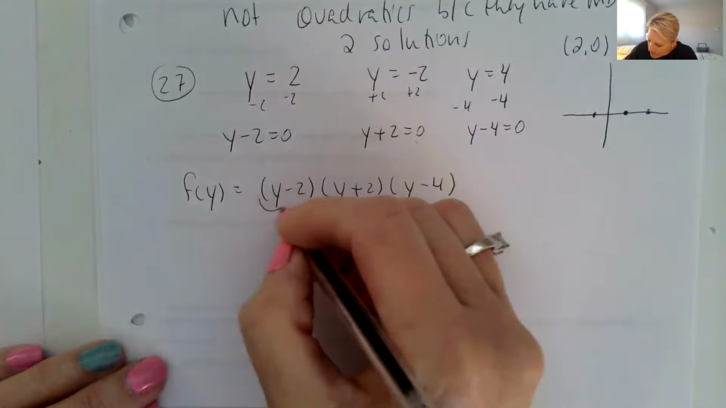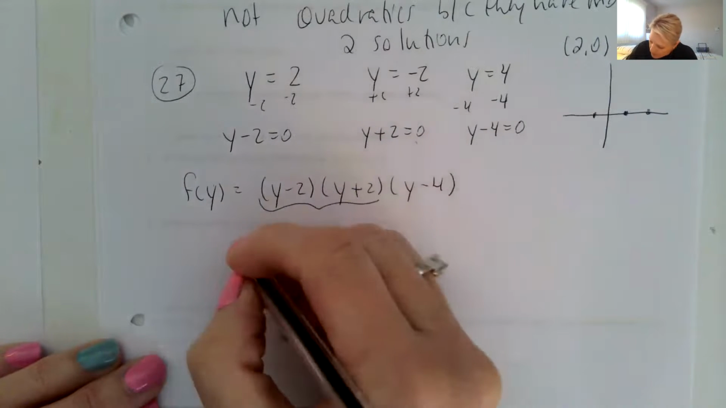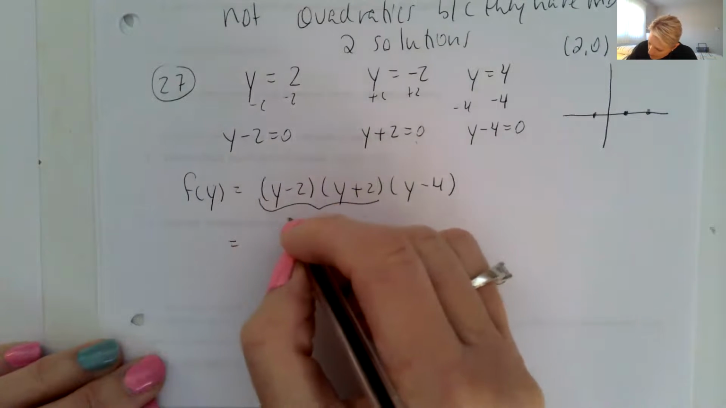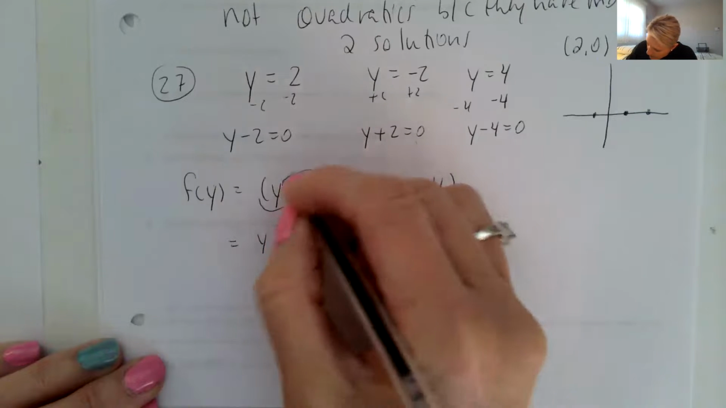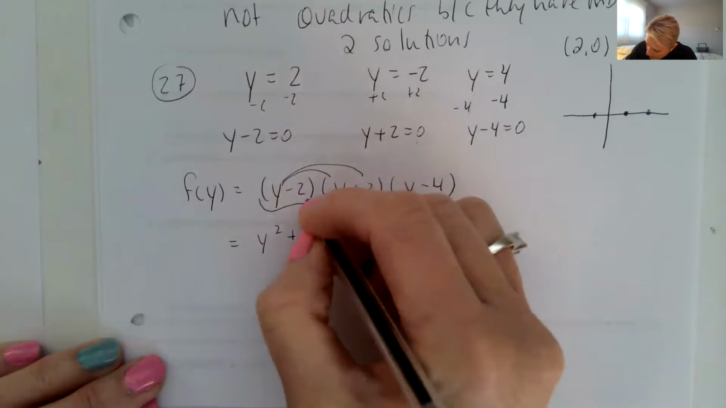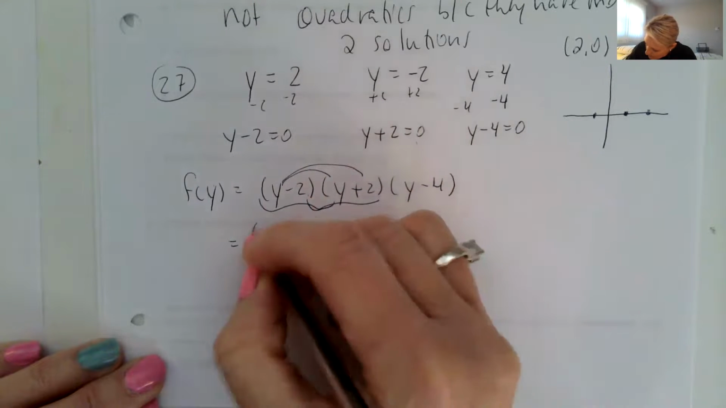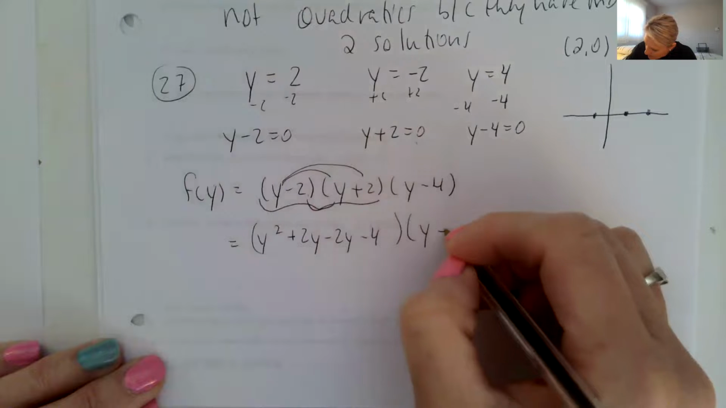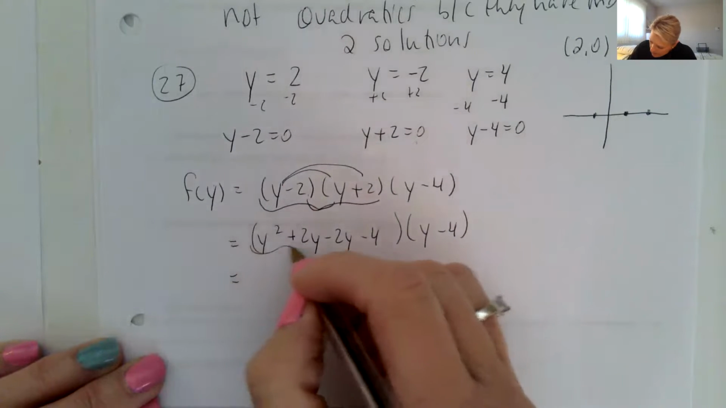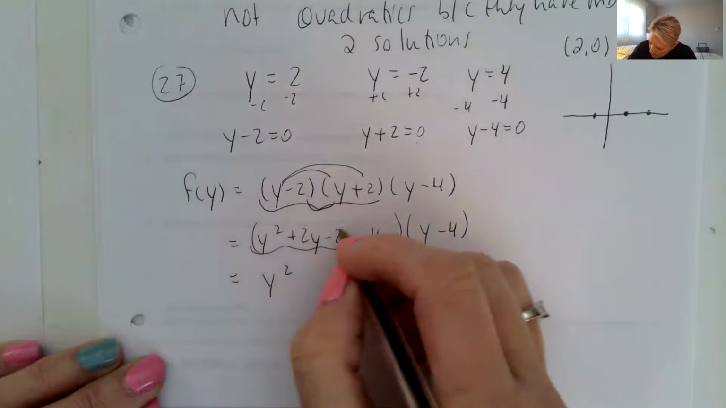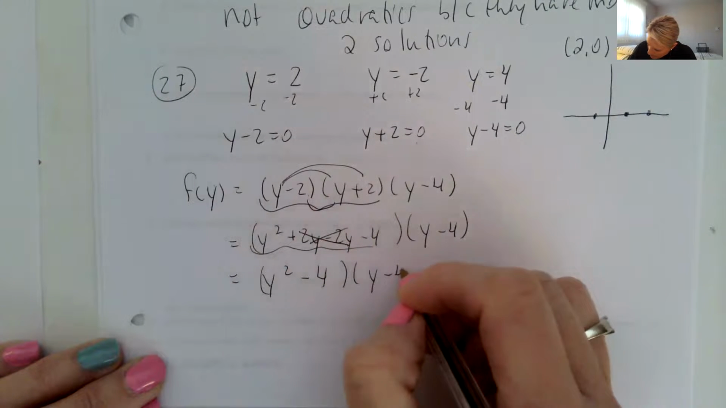I do 2 at a time. It doesn't matter which 2. So I'm going to do these 2 first. Oh, and they're conjugates, so that's cool. So they work out to be a difference of squares. So we multiply y squared plus 2y minus 2y minus 4. Don't forget times our y minus 4 over here. So let's simplify this. This is y squared. Those 2 cancel, so minus 4. And then we're going to multiply by y minus 4.